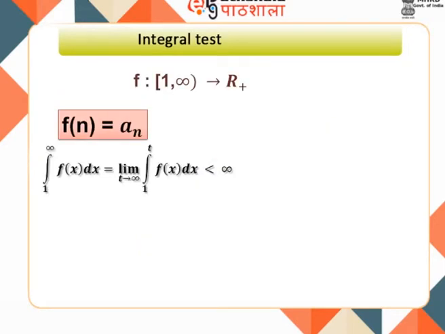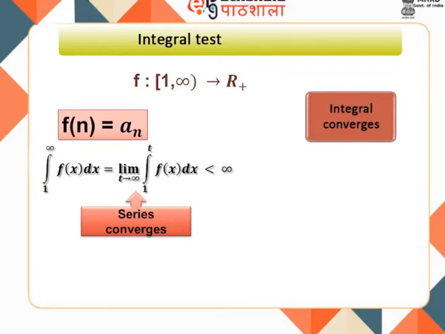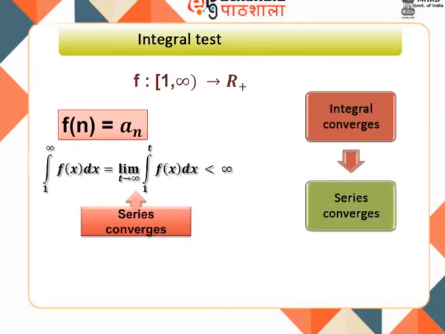Integral test. Let the function f from [1, infinity) to the positive real numbers be positive and monotone decreasing, such that f(n) is equal to an. If the integral from 1 to infinity of f(x) dx, which is equal to limit t tends to infinity of the definite integral from 1 to t of f(x) dx, is less than infinity, then the series converges. But if the integral diverges, then the series does so as well. In other words, the series an converges if and only if the integral converges.